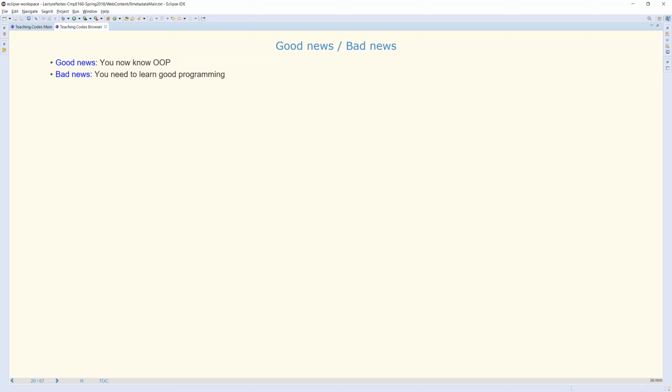By now, you know how to do object-oriented programming. But the bad news is you now need to learn good programming. That means from now on, we're not interested in whether you can provide some functionality, in other words, whether you can write a program that solves what is requested from you. But now we request that you write your programs in a good manner.